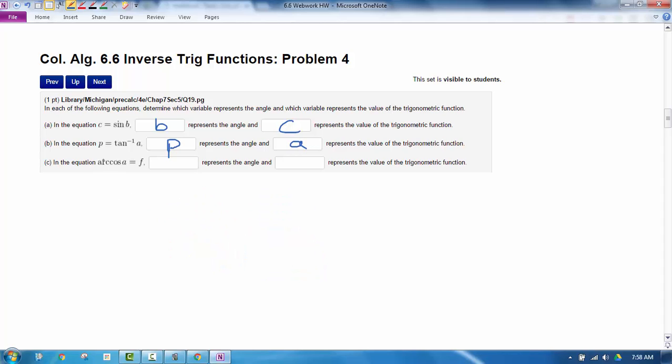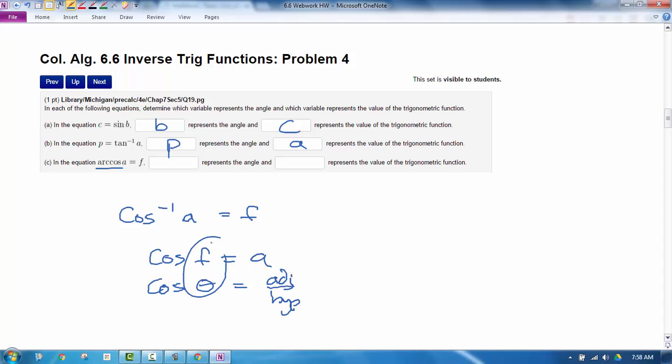Now the next one, arc cosine is just inverse cosine, so it's inverse cosine of a equals f, which I like to rewrite as cosine of f equals a, so that I can compare and say I usually do cosine of some angle equals the adjacent over hypotenuse, so I can see that my angle is f in this case, and the value of the trig function is a in this case. Don't be scared off by arc cosine. Some books just use different notation. So arc cosine means the exact same thing as inverse cosine, and that's how we're going to have to use it in Webwork when we go to enter in inverse cosine.